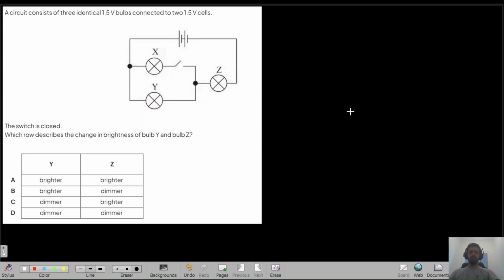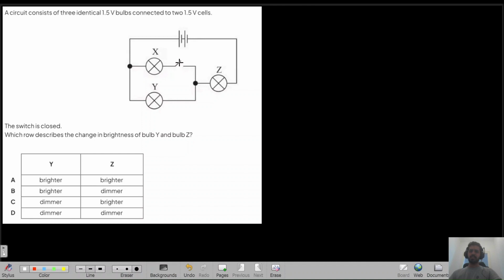Hello everyone. We are solving past paper questions of AS Physics and we are doing it topic wise. This is our third topic, that is electric circuits. The question is, a circuit consists of three identical 1.5 volt bulbs connected to two 1.5 volt cells. The switch is closed. Which row describes the change in brightness of bulb Y and bulb Z?